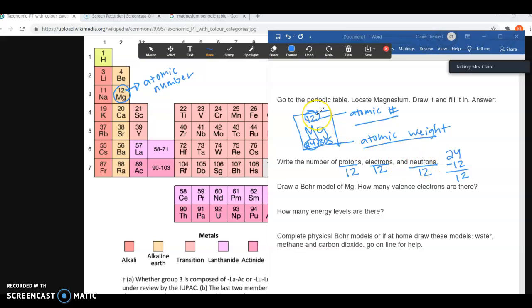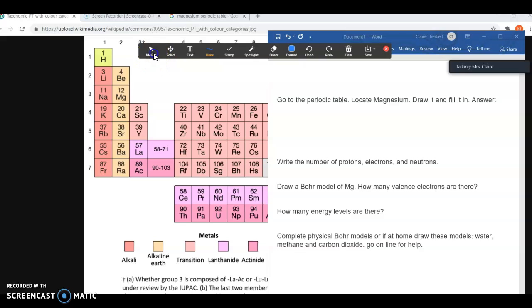So remember, you're going to find the protons and electrons at the top. And then for the neutrons, you're going to say atomic weight minus atomic number. And in this case, we get 12 for all of them. All right, now we're going to draw. I'm going to clear all that. But if you don't get it, you can just pause the video and write it down.